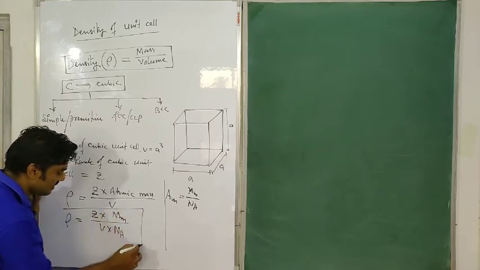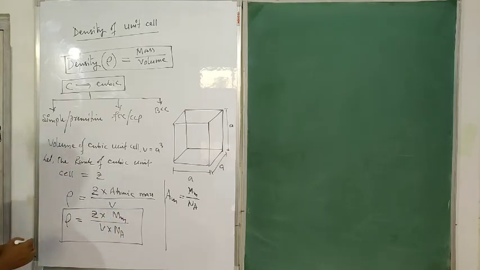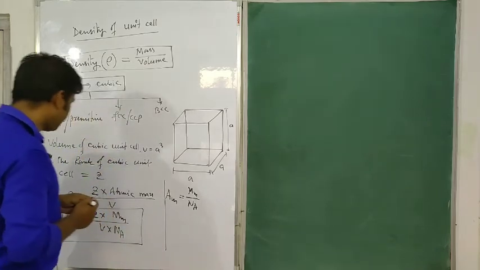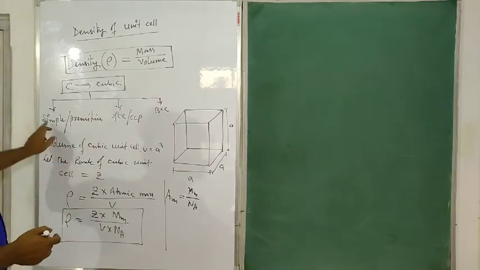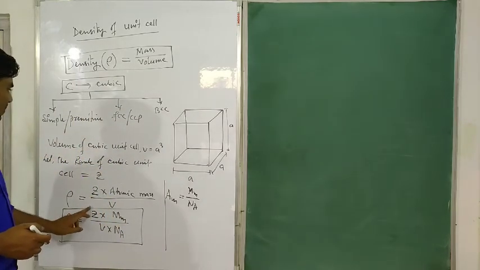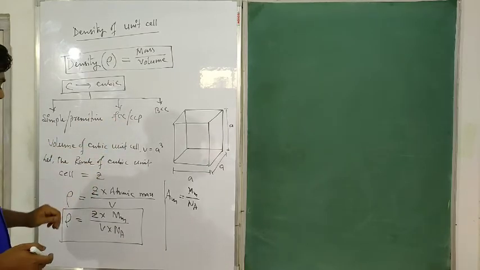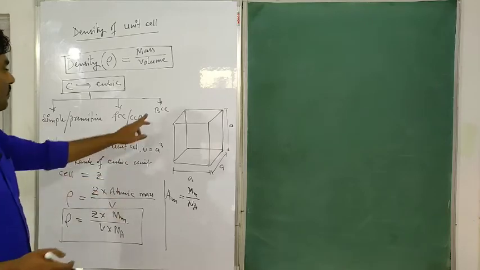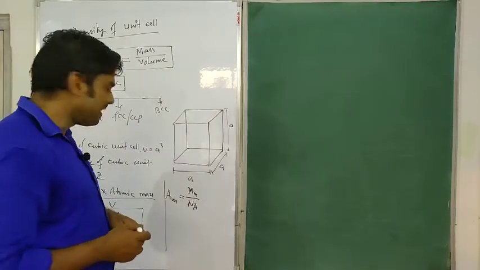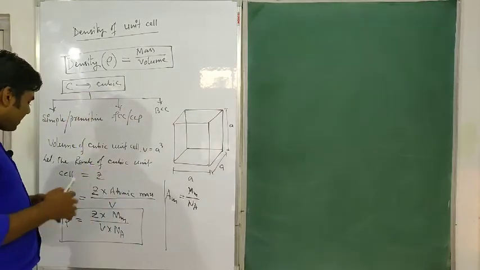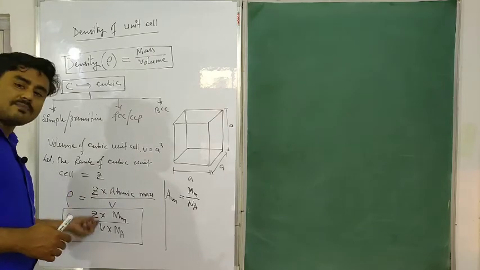So it's the density for a cubic unit cell. And here Z, put the value of Z equal to 1 for simple cubic unit cell, Z equal to 4 for face centered cubic unit cell or CCP, and Z equal to 2 for BCC, body centered cubic unit cell. Okay.